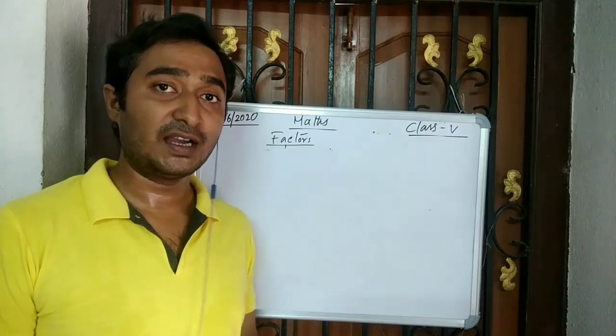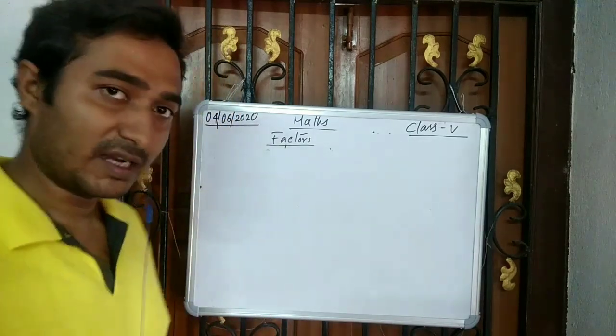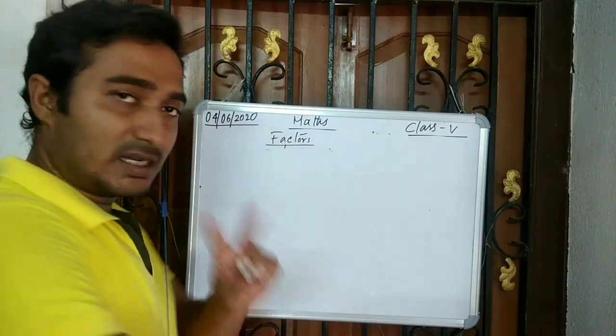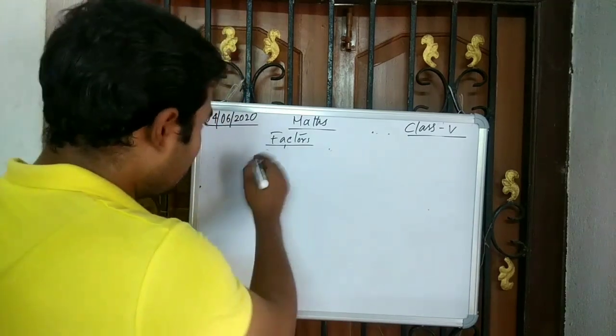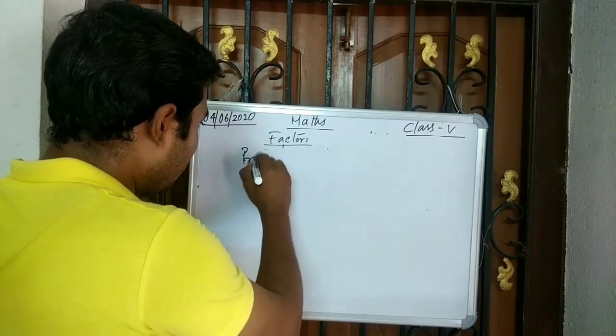Now let's see how to find the factors of a number. How can we find the factors of a number? So there are basically two methods. The first method is the prime factorization method.